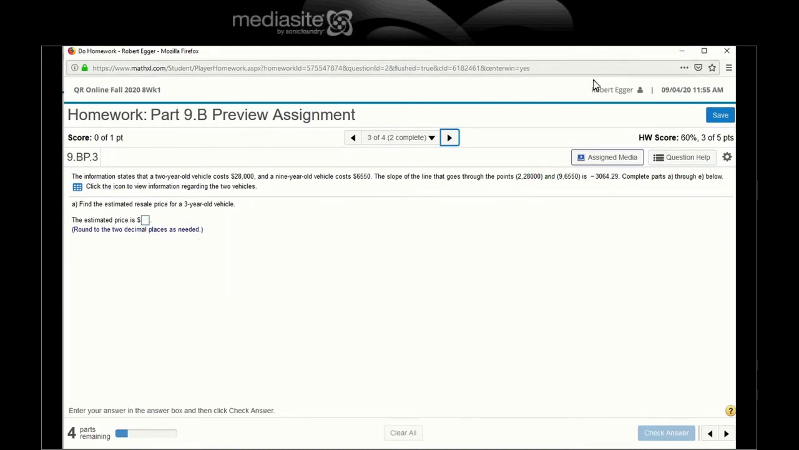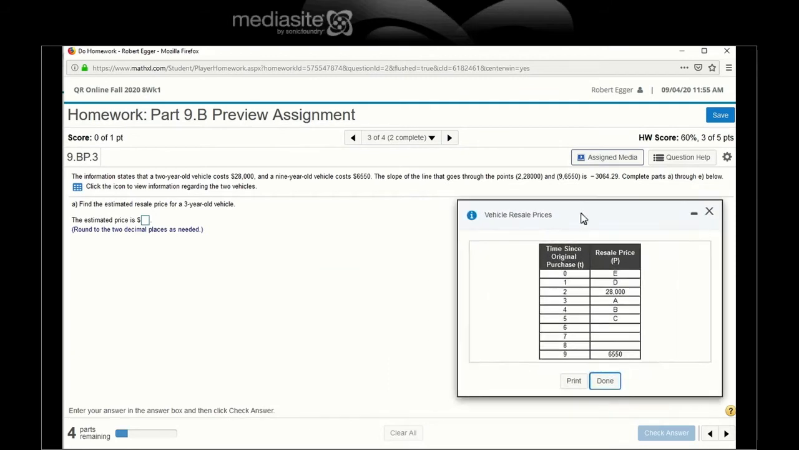Clean the screen. 4 parts. Information states that a 2-year-old vehicle costs $28,000, and a 9-year-old vehicle is $65,550. The slope of the line through the 2 points is minus 3,064.29. Complete A through E below. All right. Part A, find the estimated resale price for a 3-year-old car.